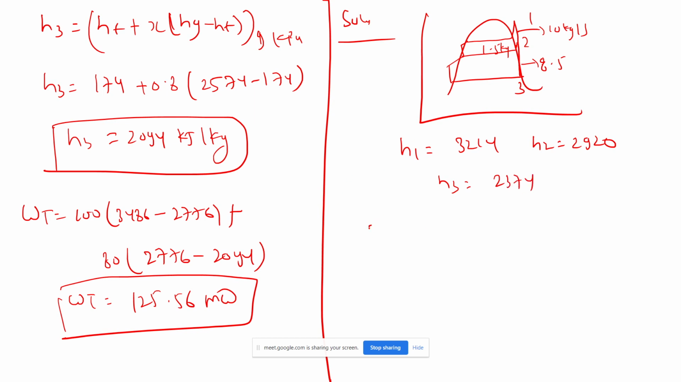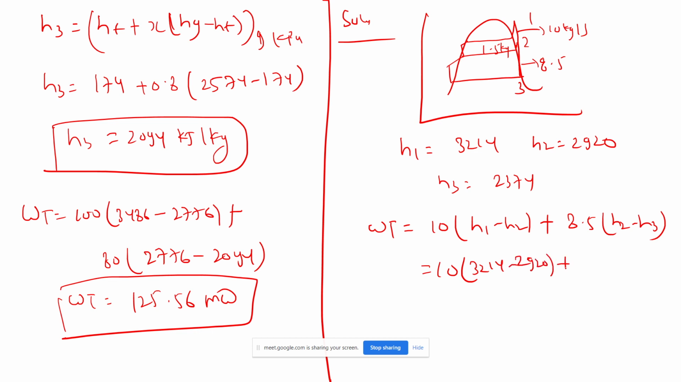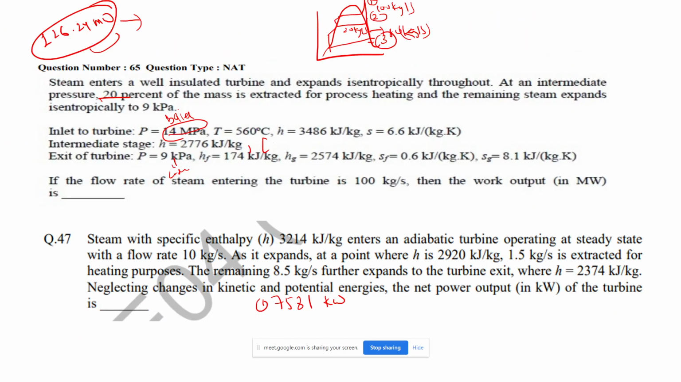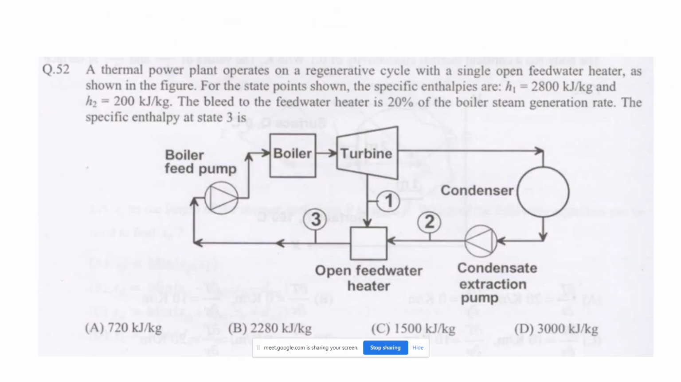Just put these values and you will get the turbine work they have asked. So 10 into (H1 minus H2) plus 8.5 into (H2 minus H3). 10 into (3214 minus 2920) plus 8.5 into (2920 minus 2374). So what is the answer? 7581 kilowatt. Okay. Try to solve this one more question.